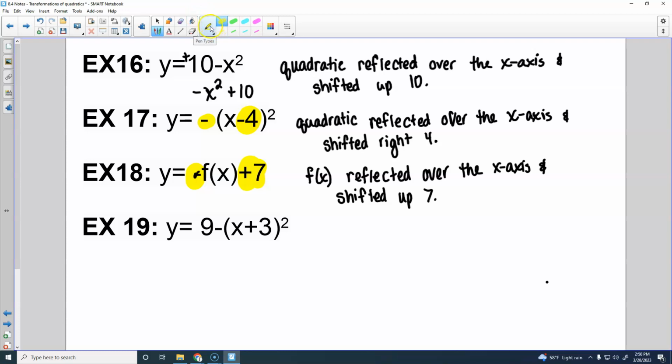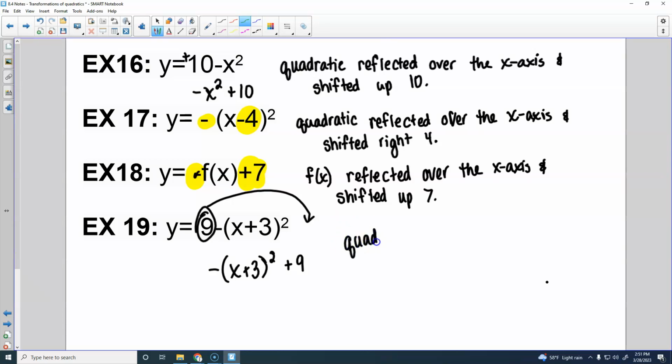All right. 19 is about the hardest thing I'll give to you. You won't really see anything more difficult than 19. I just don't like problems that have this number up front right here. What can we do with it? We can put it back here on the end, right? Negative x plus 3 squared. It is a positive 9, so we can put plus 9 there. It is a quadratic because of the square.